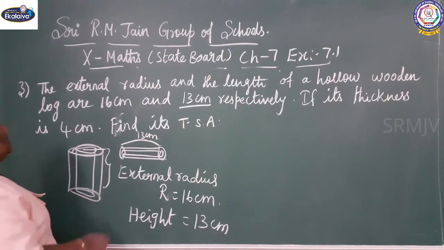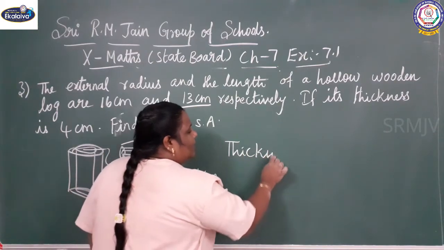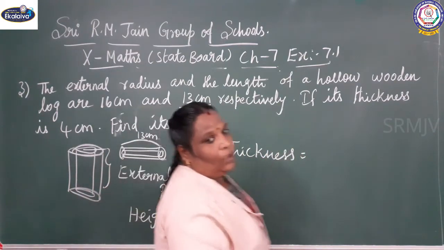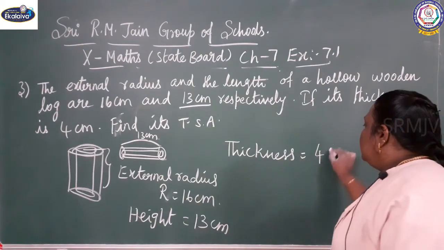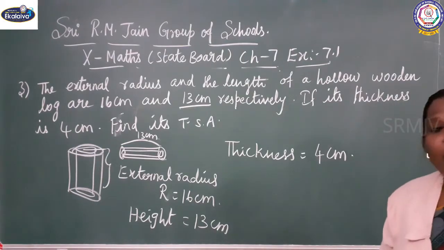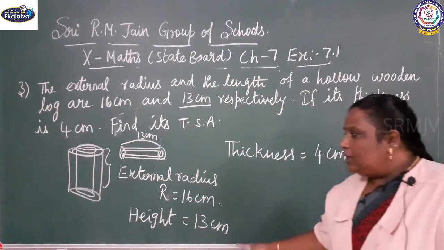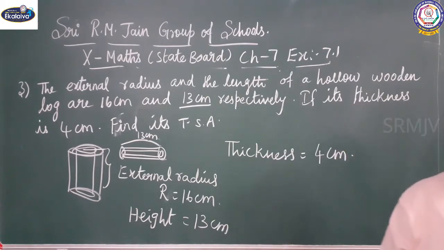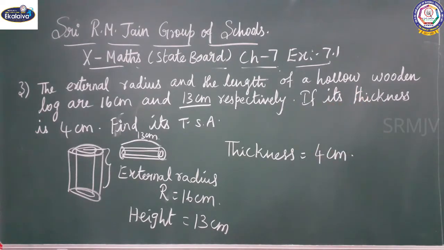Then they have also given the thickness of the log. Thickness equal to 4 centimeter. Height is nothing but the length, so you can take the length as the height. Height equal to 13 centimeter, external radius equal to 16 centimeter and thickness equal to 4 centimeter. You should find the total surface area.